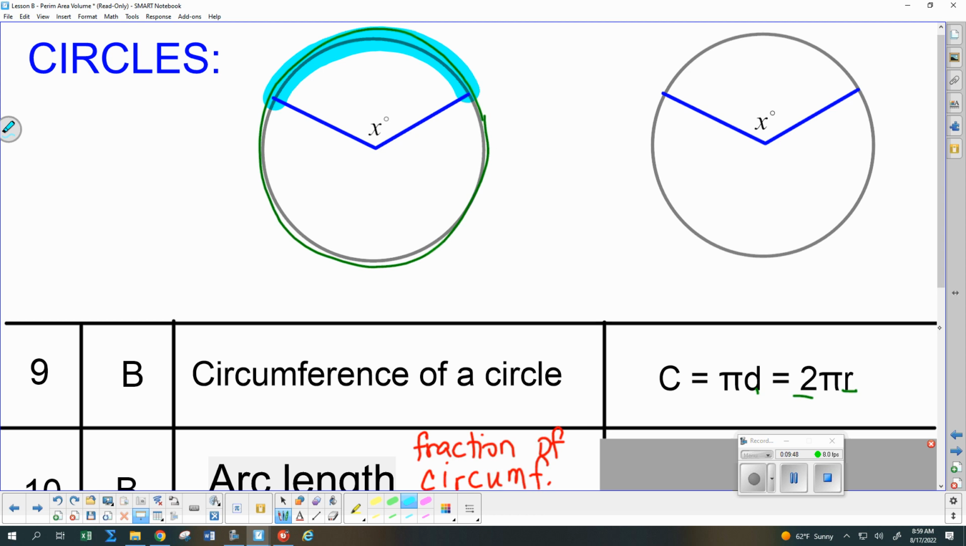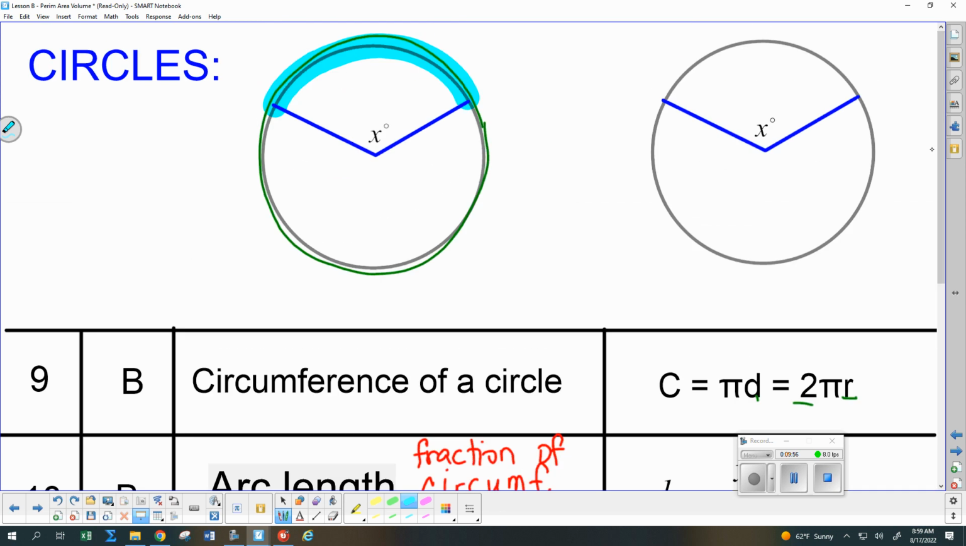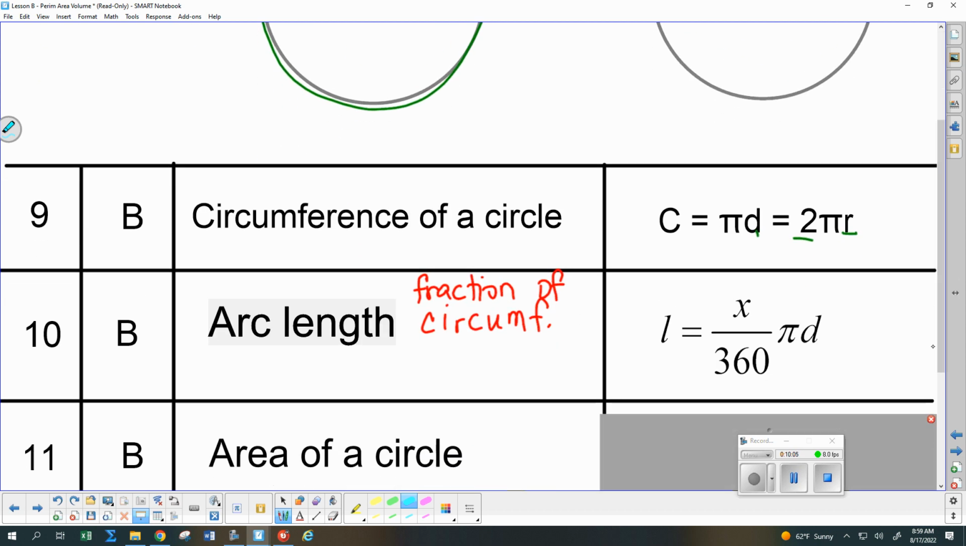So the formula for arc length is going to be x out of 360. So we know that we're just looking at the x degree part of it, but the whole circle is 360, so that's the fraction. And then either times pi d or times 2 pi r, whichever one you want to plug in there.